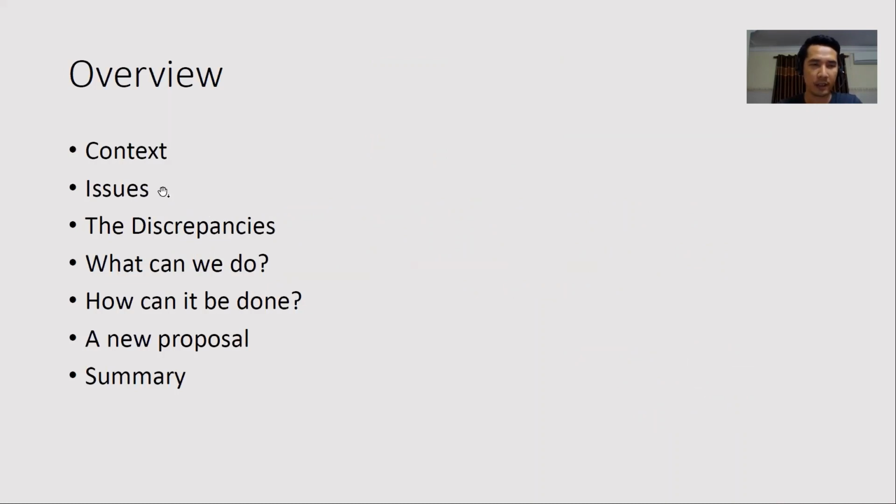And then I will go to the issues related to the discrepancies. And then I will present to you what we can do to mitigate these kinds of issues. After that, I will show you what we can do together to solve these kinds of issues. And then there is a little bit of a new proposal, so I will let you know when we get there. Then I'll give you a little bit of summary. And after the summary, I will show you how the fix can be done in Keyman Developer.